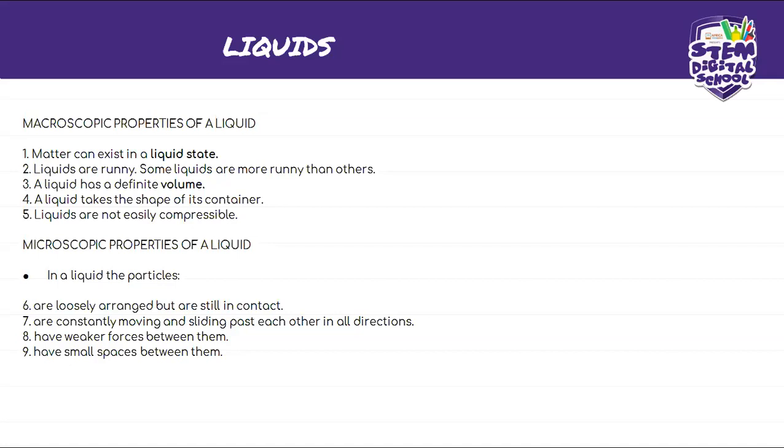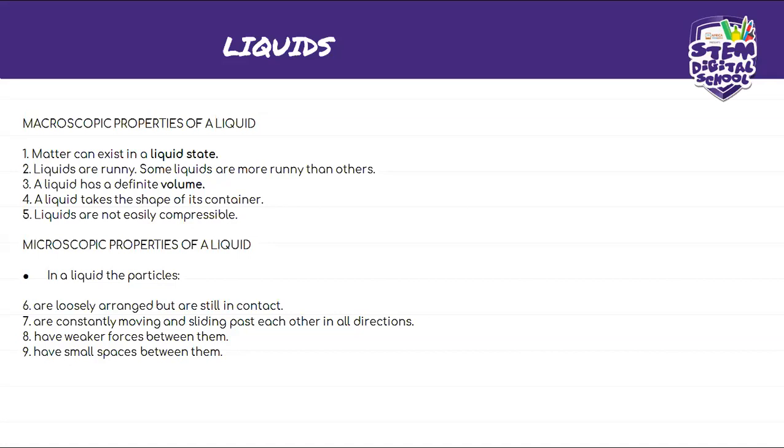Okay. Now let's look at the microscopic properties of a liquid. In a liquid, the particles are loosely arranged but are still in contact. Can we see that? When we cannot see, we are looking at the microscopic properties. Because we cannot see, this model is able to represent it with something we can see. So in a liquid, the particles are loosely arranged but are still in contact.